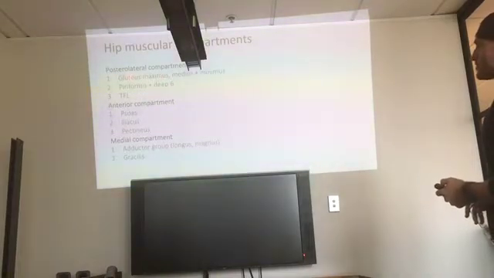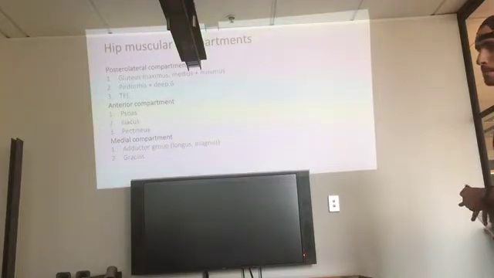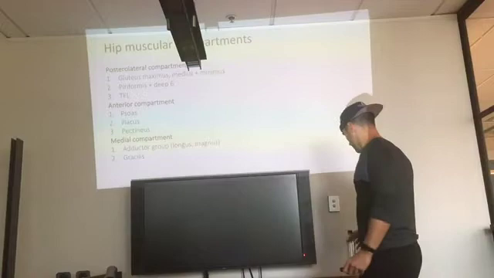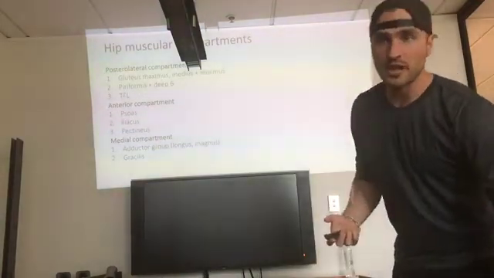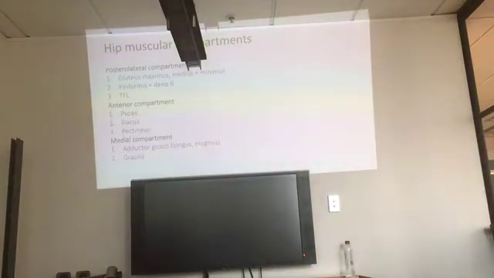Glute max. It's got all sorts of origins, right? Posterior iliac crest, sacrum, lumbar fascia, sacrotuberous ligament, goes to the gluteal tuberosity and the IT band. And what does it do? Primarily hip extension, right? And also some external rotation.